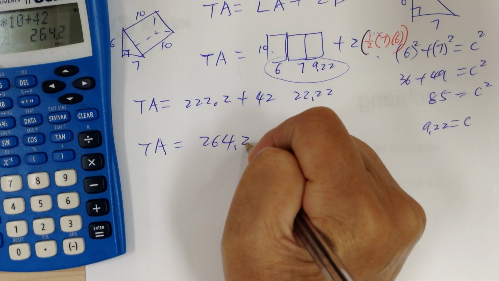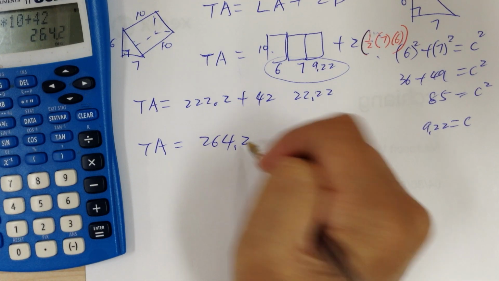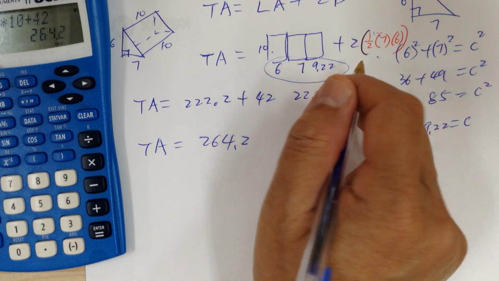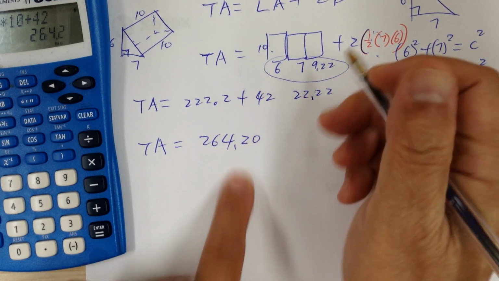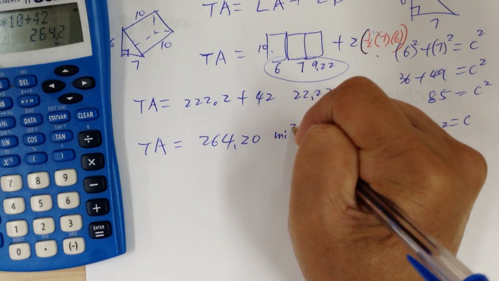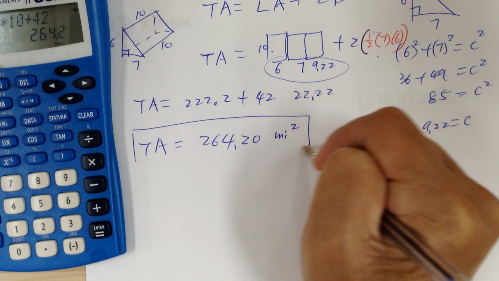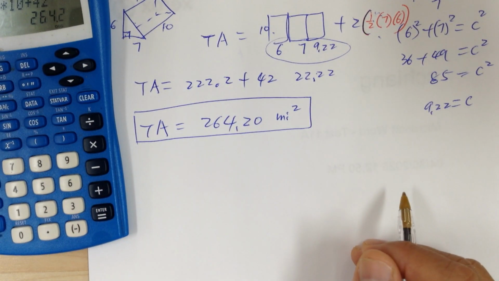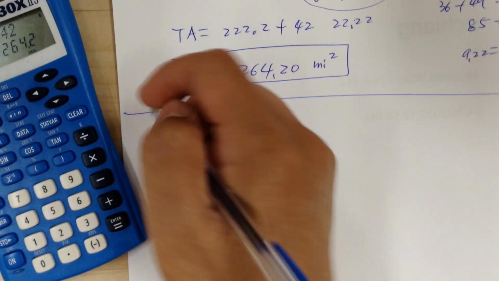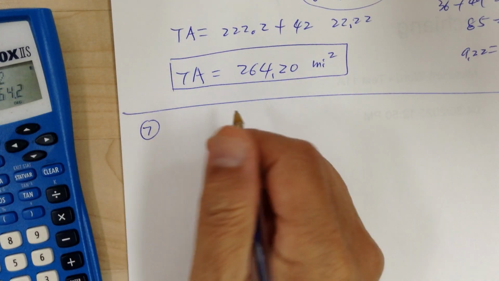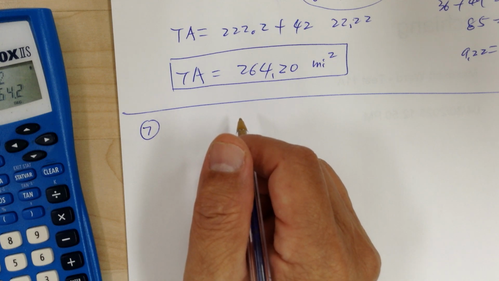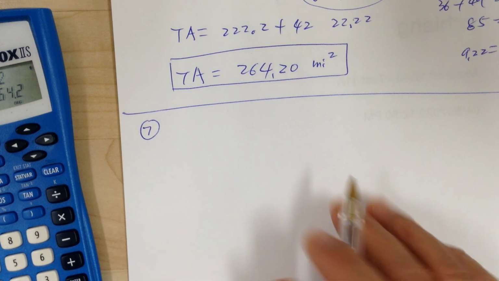so it would be 264.2, and try to follow the instruction. Round your answer to 2 decimal places. So we need extra digits. Well, actually, so that's 264.20, and the label would be miles squared. Okay. Now let's go to number 7. Oh wait, make sure you answer the question. It asked for the surface area. It's not asked for volume. Okay, so we are good.